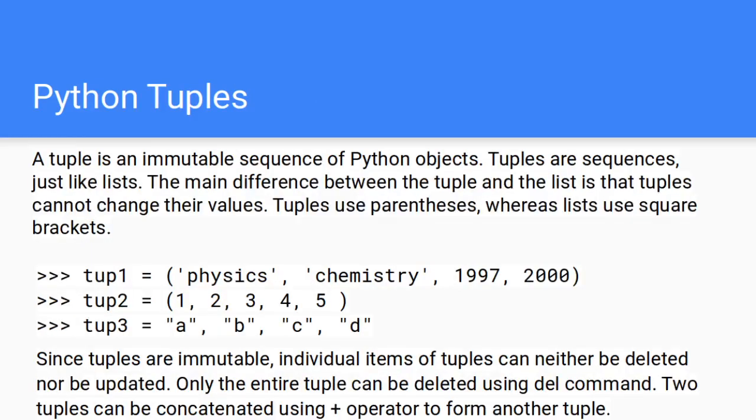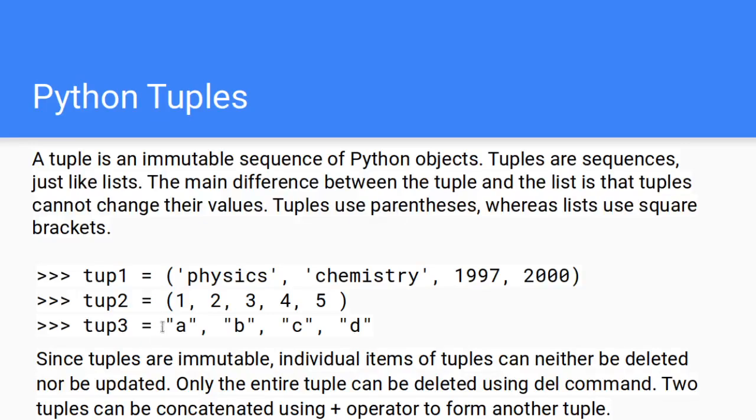A tuple is an immutable sequence of Python objects. And you know what we think about tuples. They're immutable until they're mutable. Tuples are sequences just like lists. The main difference is tuples cannot change their values. Syntactically, tuples use parentheses, whereas lists use square brackets. So you can see some tuples there. They're just like lists, but they use parentheses instead of square brackets.